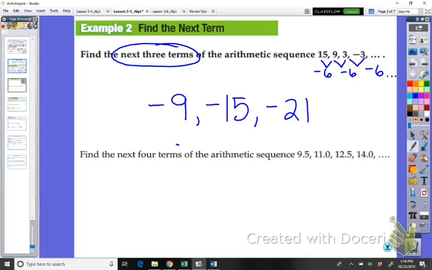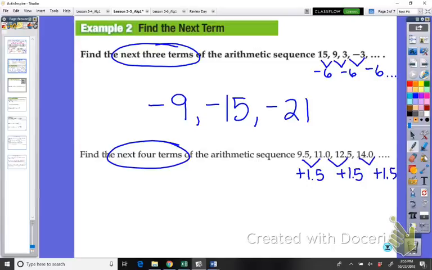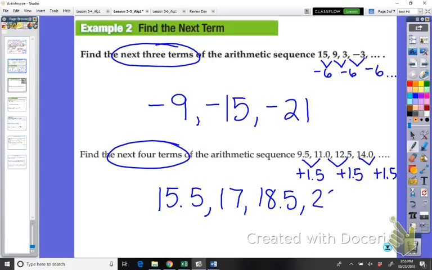The next one wants the next 4 terms in this sequence of numbers. So from 9.5 to get to 11, you add 1.5. From 11 to 12.5, again, add 1.5, and that keeps going. So if you take 14 plus 1.5, our next number in the sequence is 15.5. Add another 1.5 to that, you get 17, 18.5, and 20. So those are the next four numbers in the sequence.